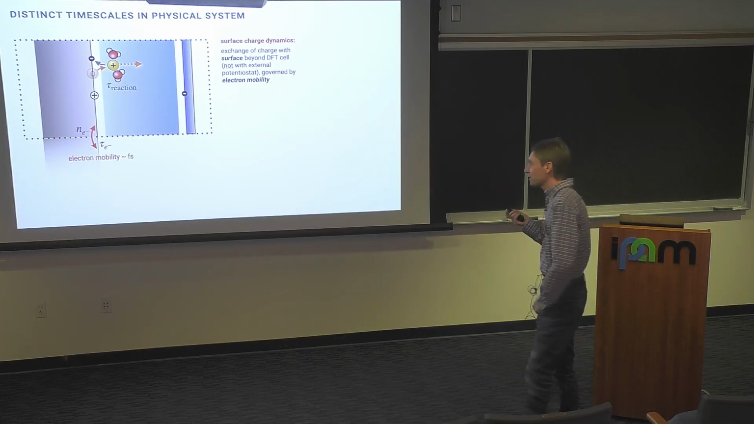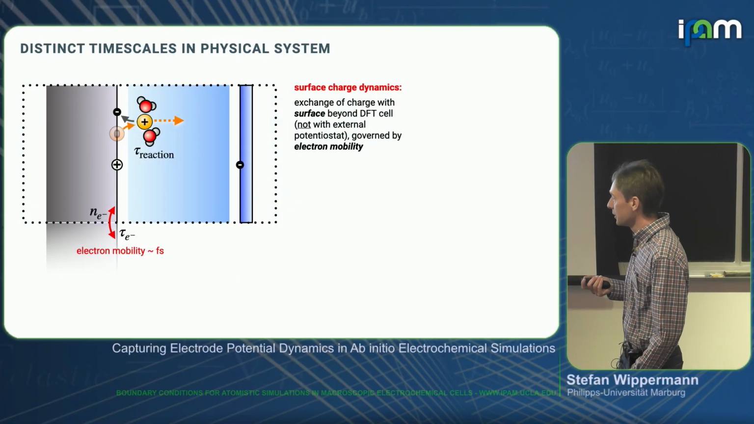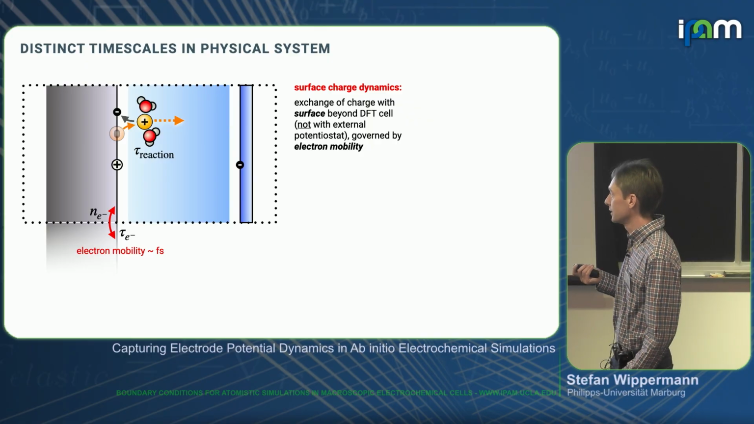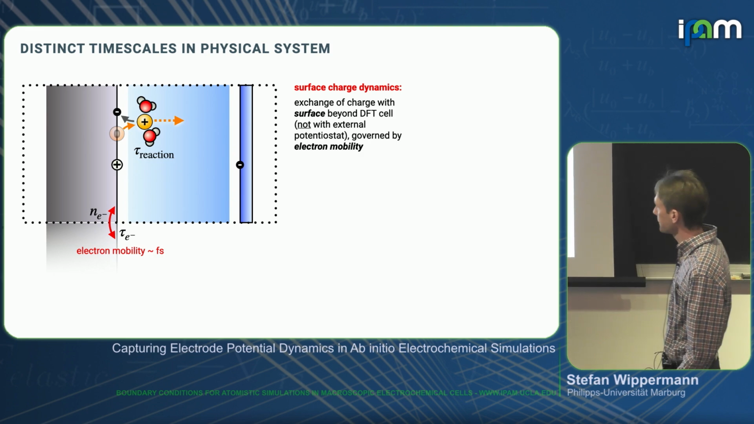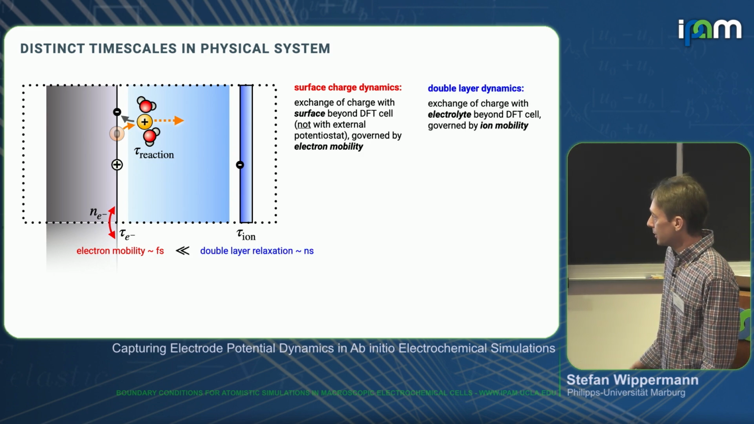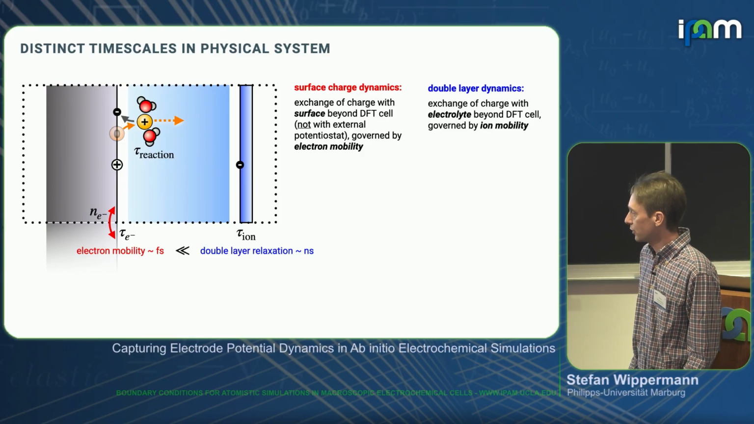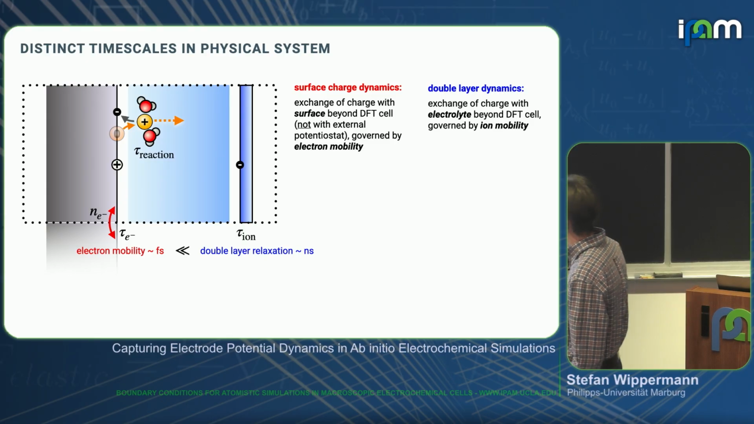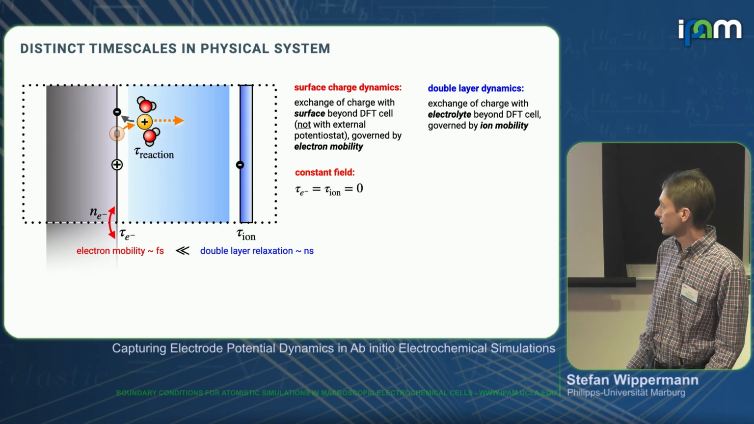Okay, I like to rationalize it in this way. We want to have the surface charge dynamics, but this is one time scale. And this is a very fast time scale because this is governed by electron mobility. This is how you exchange charge between the inside of the unit cell and the outside. The double layer relaxation, on the other hand, is much, much slower. This is on a time scale of nanoseconds. So this is governed by ion mobility. We really have two very distinct timescales in the system.